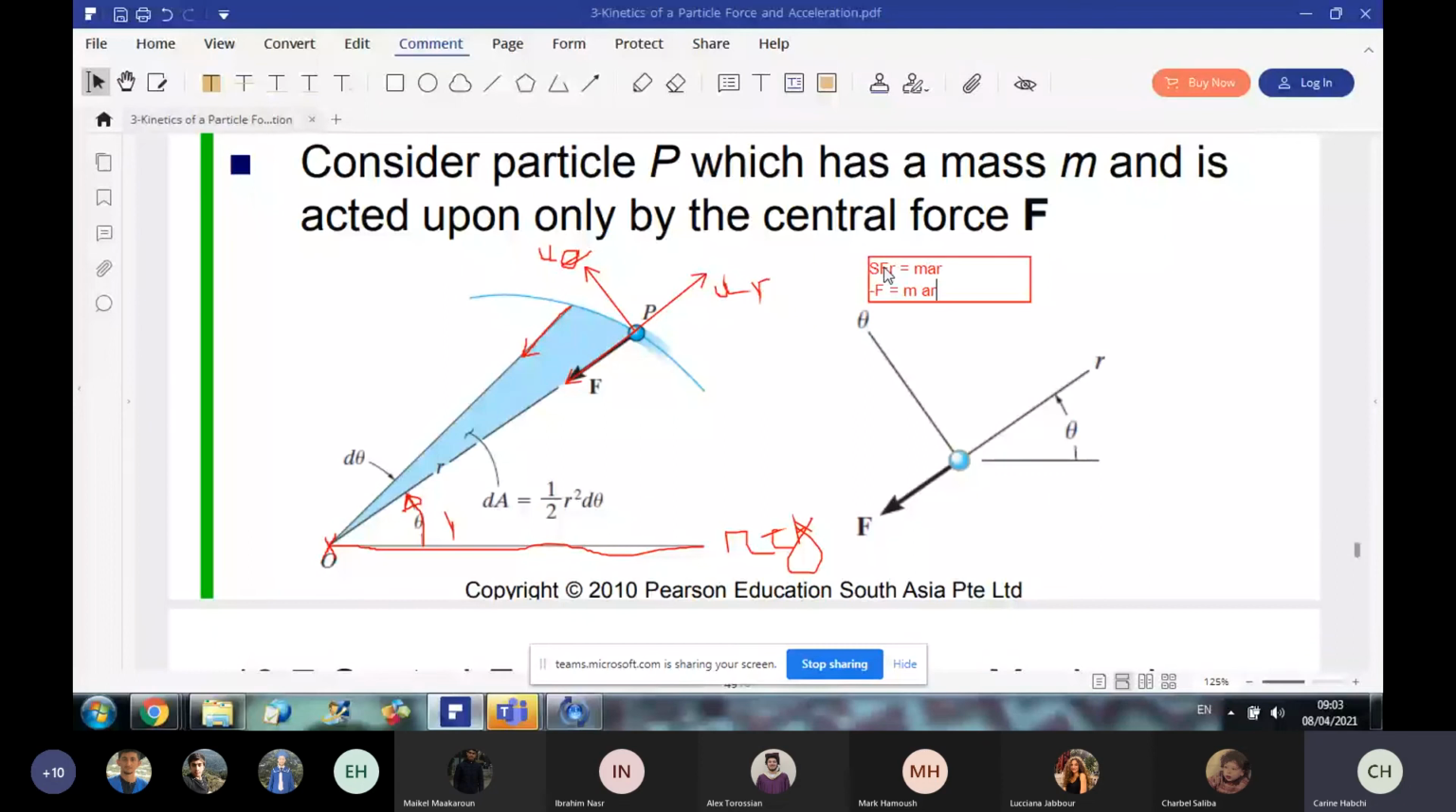And concerning the projection along U theta, I'll have that the sum of forces along theta equals 0, because I don't have any force along U theta, equals M A theta. So I deduce that A theta is 0, and I know that A theta is given by R theta double dot plus 2 R dot theta dot. So this will give me a relation between, if you want, the variables of motion. Okay, so let us see in detail what conclusions I can make in this type of motion.